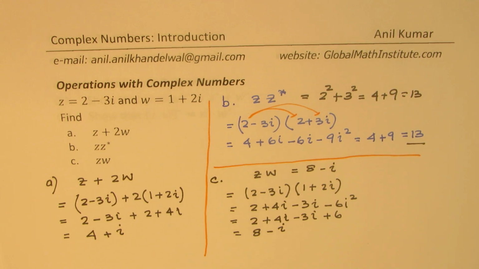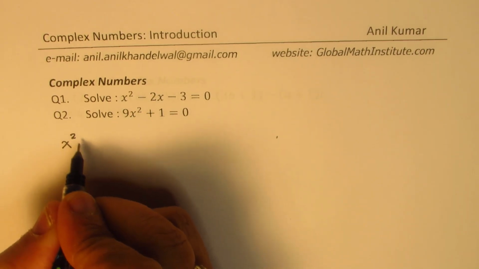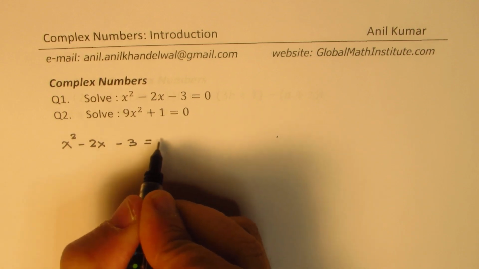So that is how we can perform operations with the complex numbers. I hope this part is absolutely clear. We'll take up now a few equations to solve with complex numbers. The first is to solve the equation x squared minus 2x minus 3 equals 0.